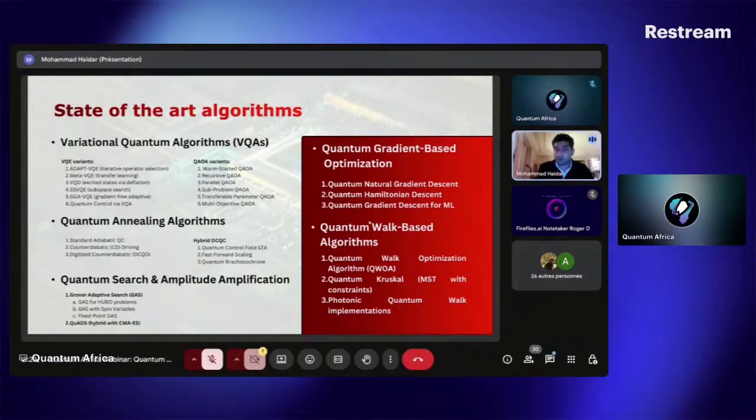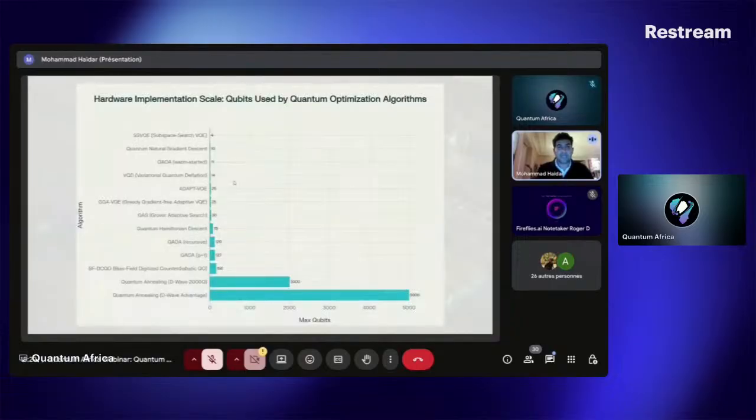There are also quantum walk-based algorithms. But mostly today, I'm going to focus on QAOA, because this could be simpler for the audience to learn how we can differentiate between a quantum annealer and QAOA. So you see the hardware implementations, you have to think about the number of qubits.